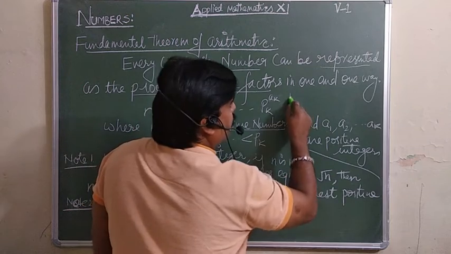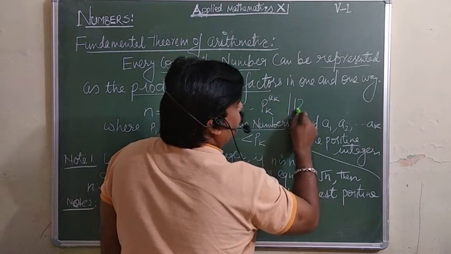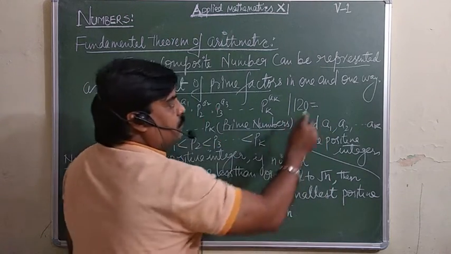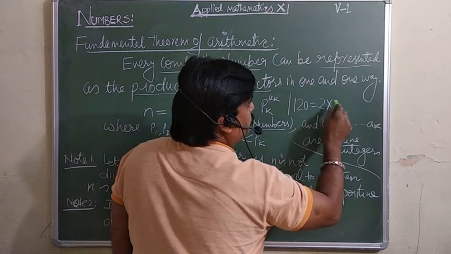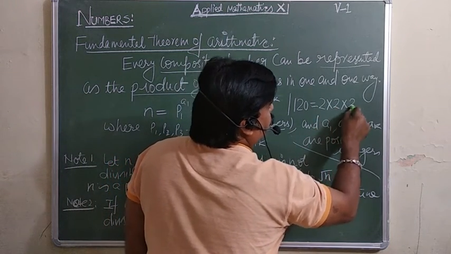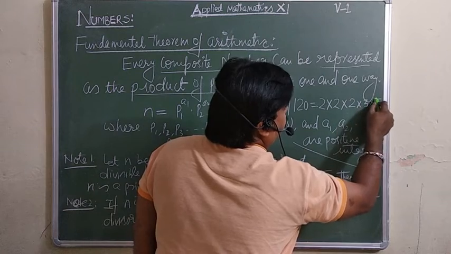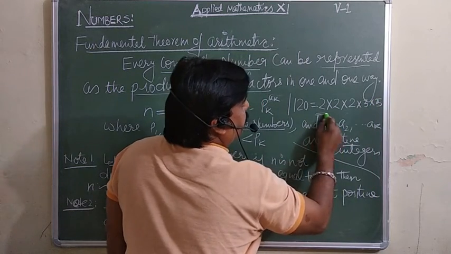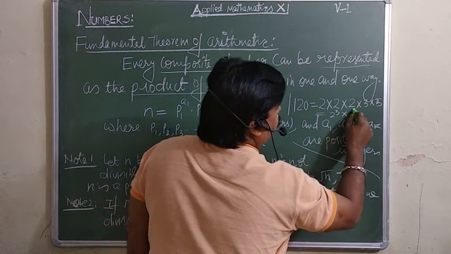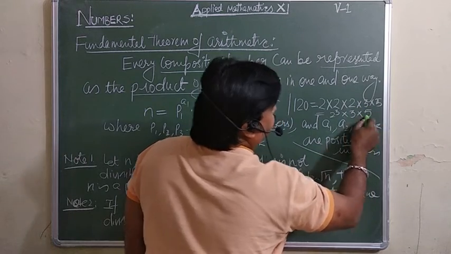For instance, suppose you take the number 120 and factor it. This will be 2 into 2 into 2 into 3 into 5. So this can be written as 2 raised to power 3 into 3 into 5.